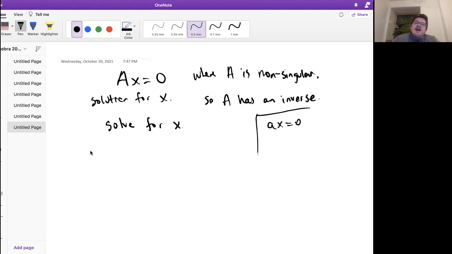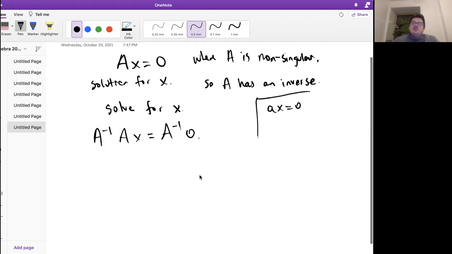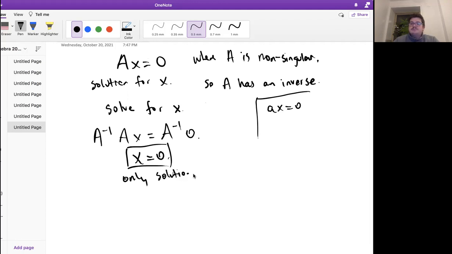Get in the habit of saying A inverse. I know what you mean when you say divided by, but get in the habit of saying inverse. Because it has an inverse, you're able to multiply both sides by A inverse and actually solve, right? That's what makes non-singular matrices so nice, is that you can actually do algebra. So that means that's the only solution, because I solved for it.